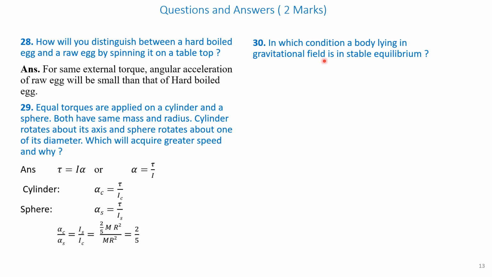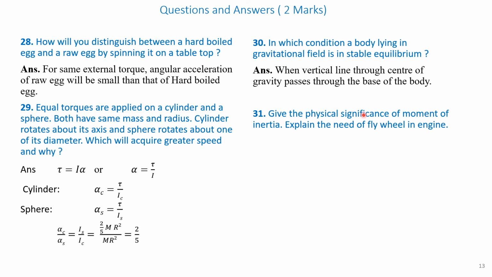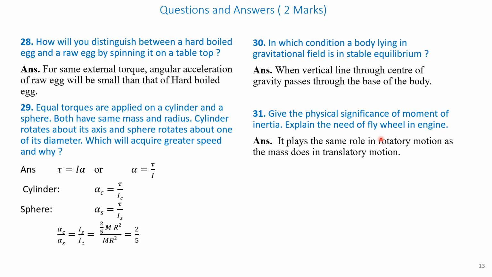Question number 30. In which condition is a body lying in the gravitational field in stable equilibrium? The body lying in the gravitational field is in stable equilibrium when the vertical line through the center of gravity passes through the base of the body. Next question. Give the physical significance of moment of inertia. Explain the need of a flywheel. Answer. It plays the same role in rotary motion as the mass does in translatory motion.